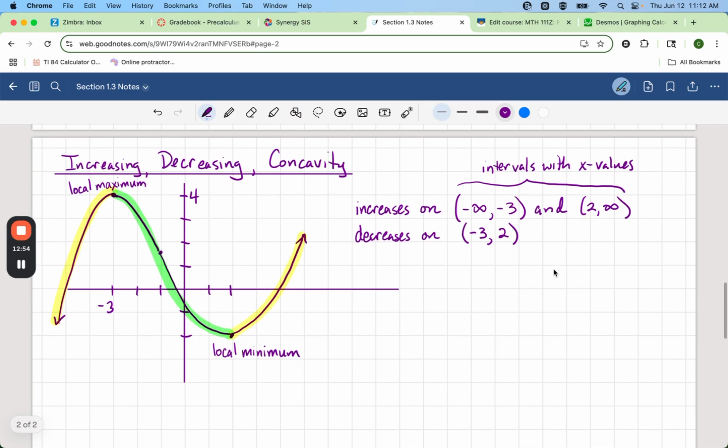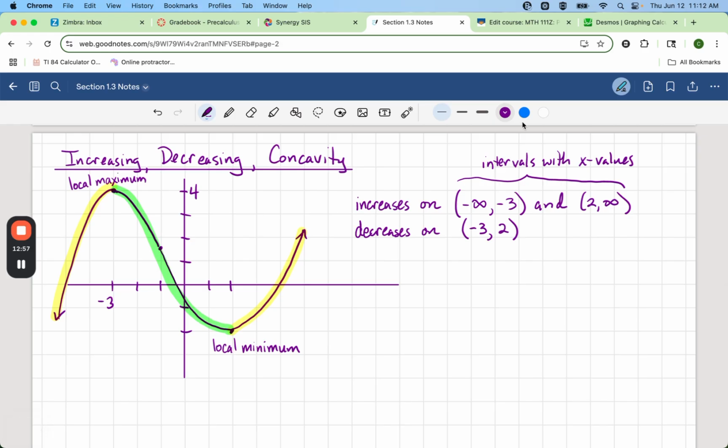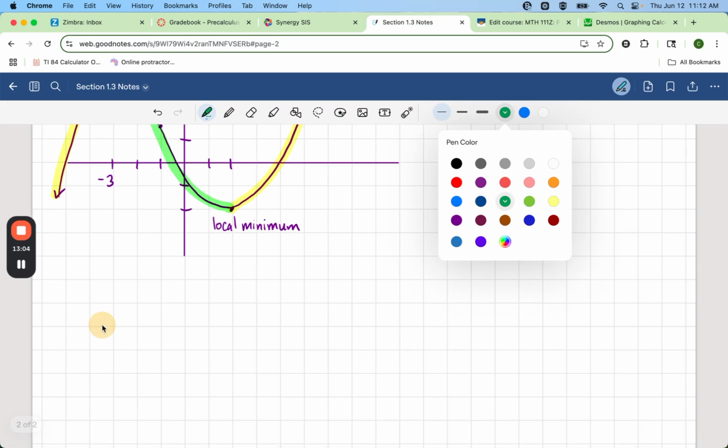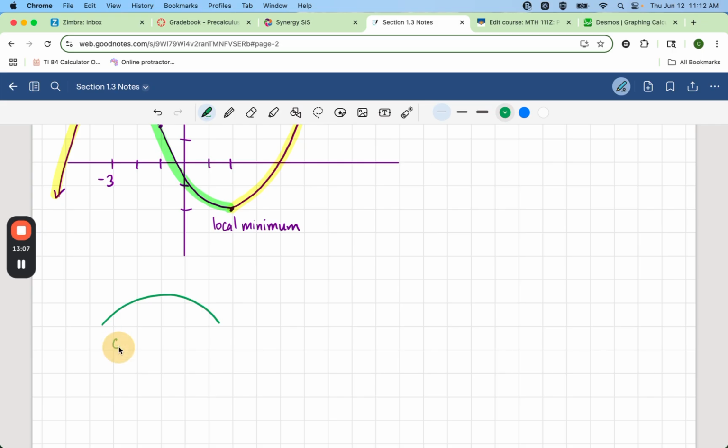All right, now we're going to talk about concavity. So we say that any portion of a graph that bends downward like this is concave down. All right, and any portion of a graph that bends upward is concave up. All righty, so concave down bends downward, concave up bends upward.